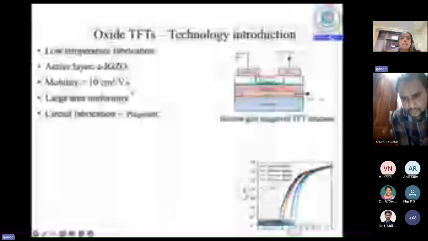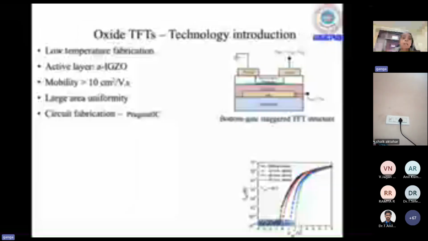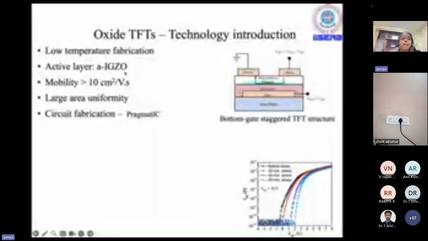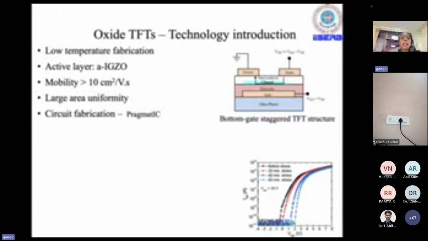So when we are designing circuits or systems for specific applications, we need to meet their requirements. For example, we want to design a clock generator which can generate a 10 megahertz signal or 20 megahertz signal. If the mobility of the transistor is very low, it's very challenging to meet that requirement. This oxide TFT technology is relatively better than other TFT technologies which can allow flexible electronics, due to its improved mobility.